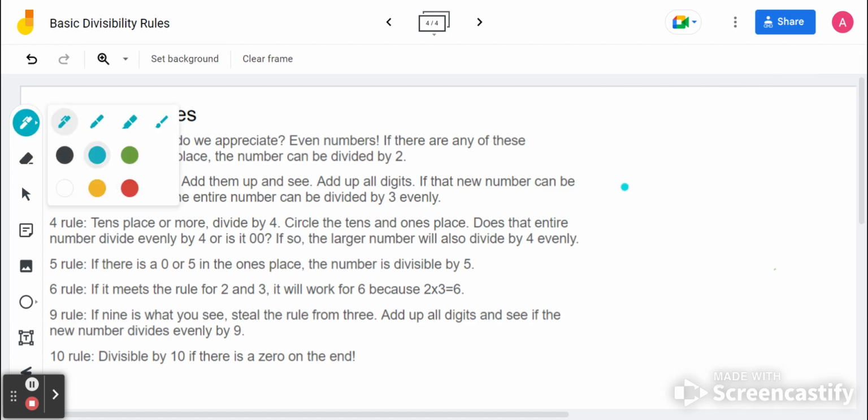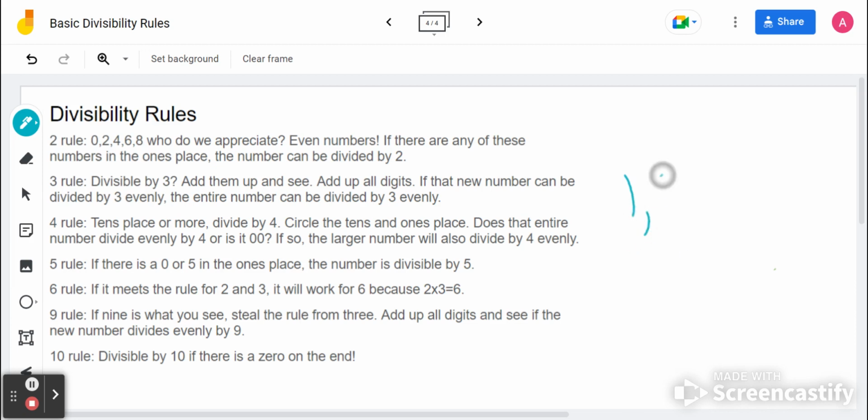Okay, so let's try a larger number here. Let's try 1024, and we're going to use our same divisibility rules. So the rule for 2 is 0, 2, 4, 6, 8. Who do we appreciate? Even numbers. So if we look at our ones place, if that is an even number, the entire number is even. Here we go. It is an even number, so this is divisible by 2.